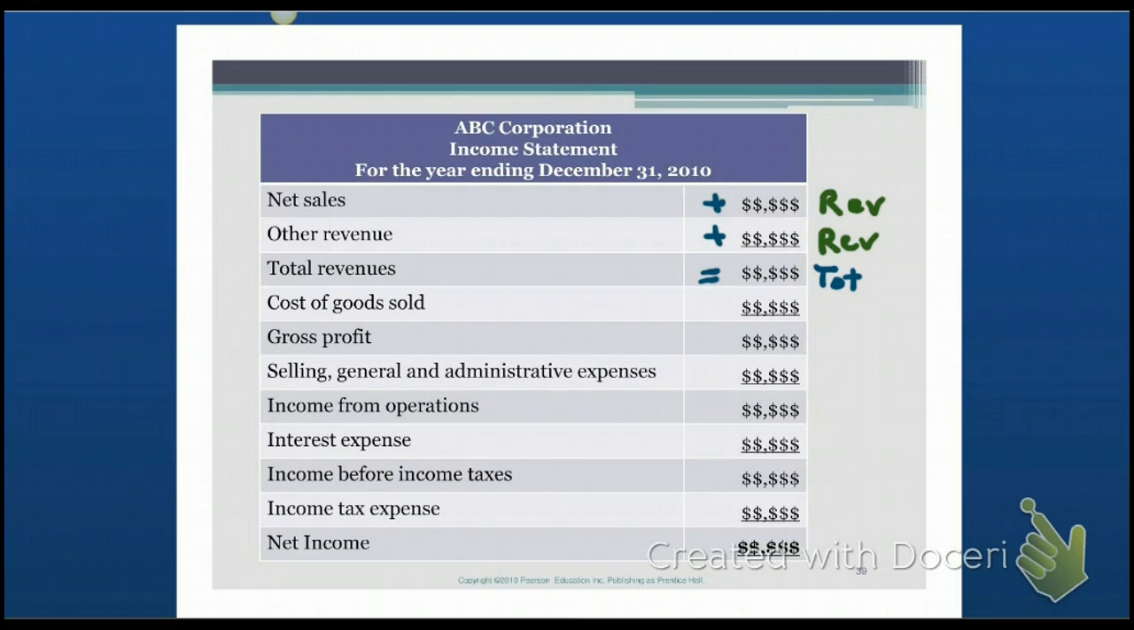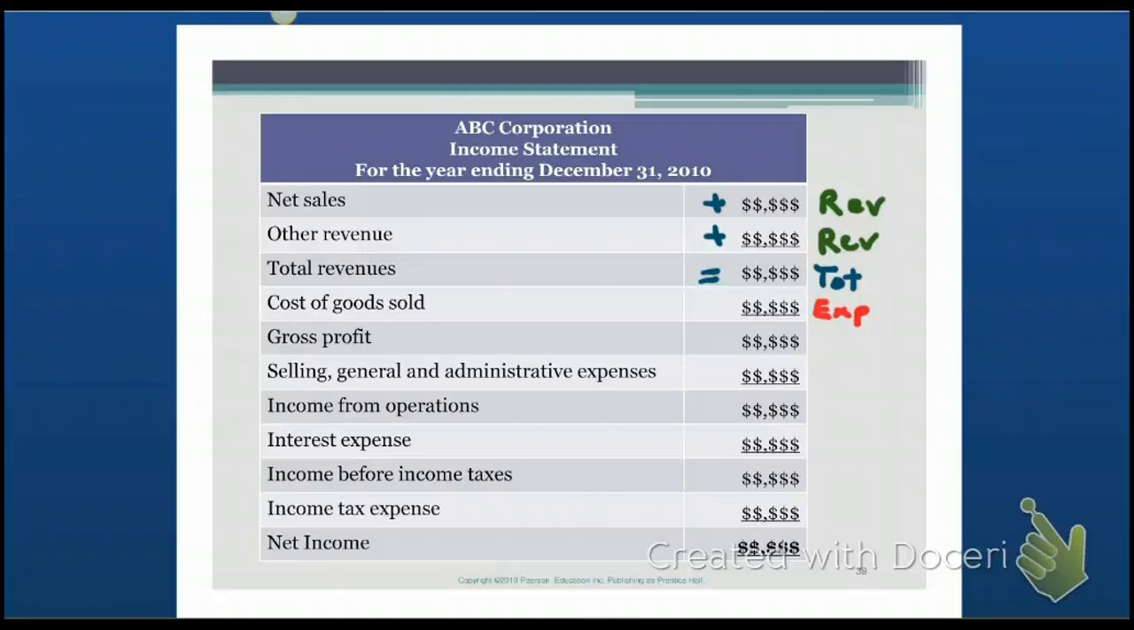Cost of goods sold is an expense. This is very hard for students to remember because it doesn't have the word expense in it, but cost of goods sold is an expense. Cost of goods sold is a term we use for the cost of items that a company sells.